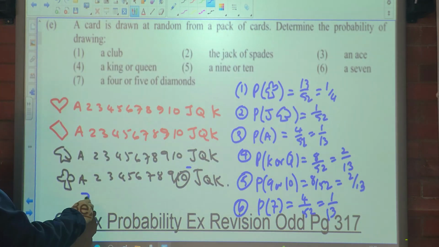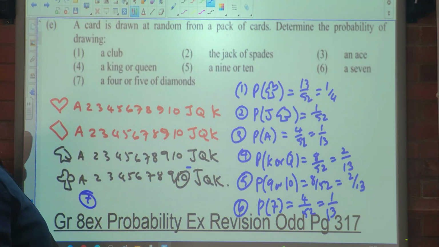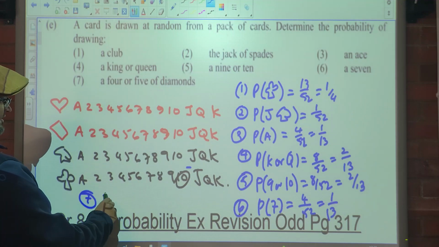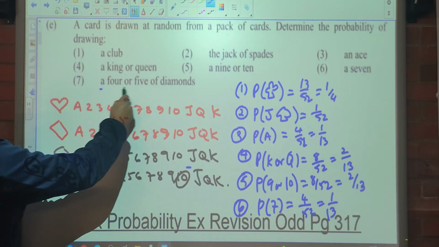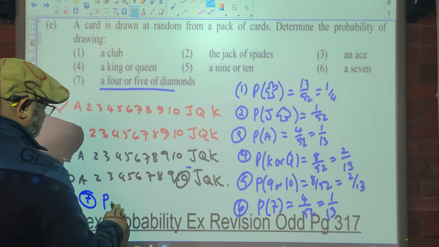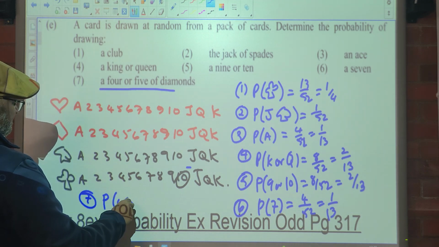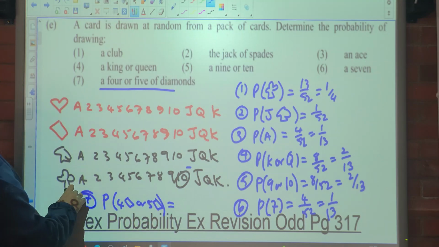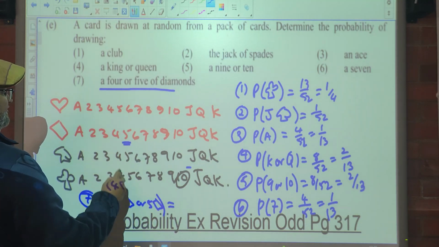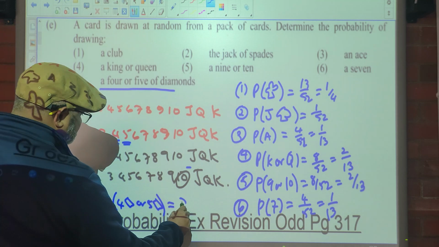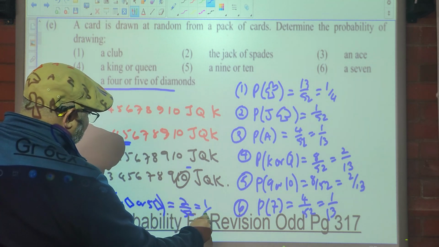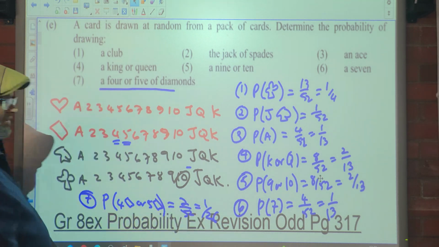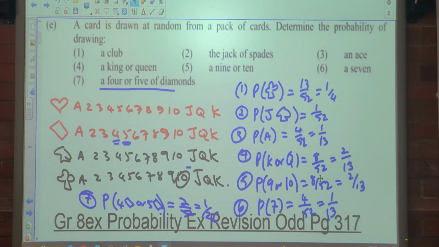Number 7, a 4 or 5 of diamonds. A 4 of diamonds or a 5 of diamonds. How many 5s of diamonds are there? 1. And 4s? 1. Together that makes 2 out of 52, which is 1 out of 26. Any confusion, people?